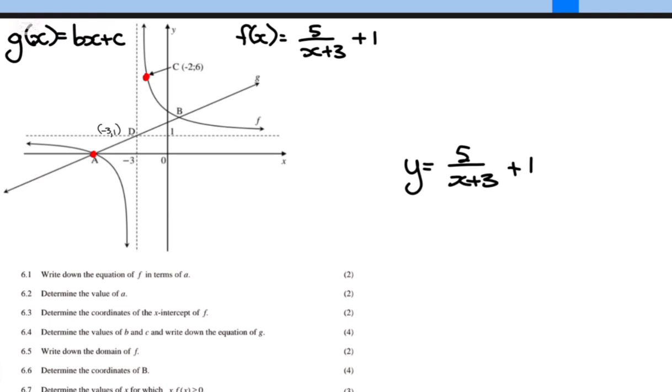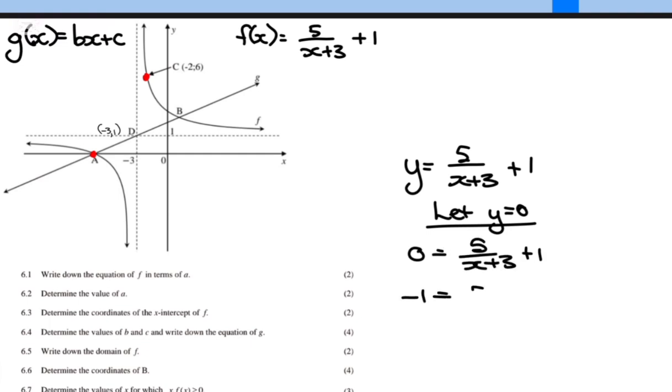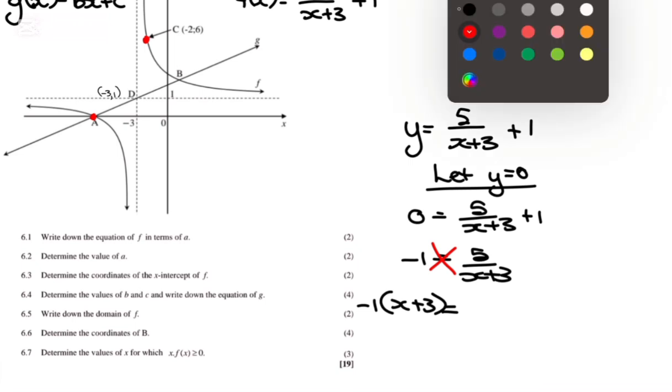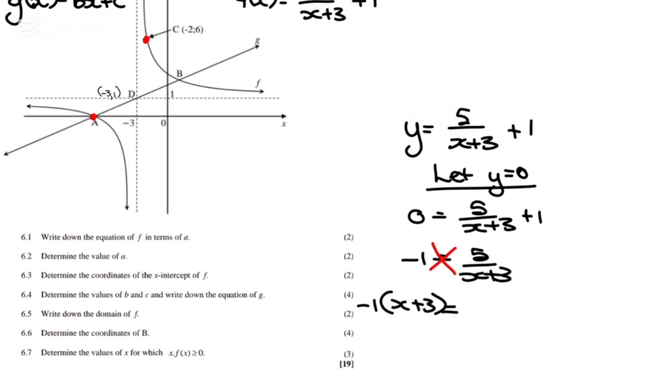So we're looking for the x-intercept, so we're going to make y 0. So this would be 0 equals 5 over x plus 3 plus 1. We'll take the 1 across, and we're just going to solve for x. So we're going to crisscross multiply over here. So whenever there's an equation, and there's a fraction on the one side and a fraction on the other, you can just do your crisscross multiplication, or you can find the LCM, either or.